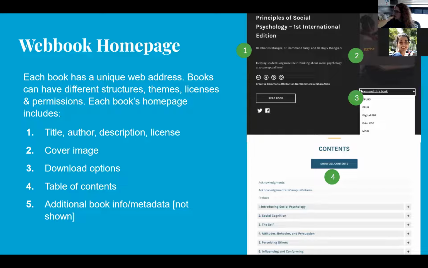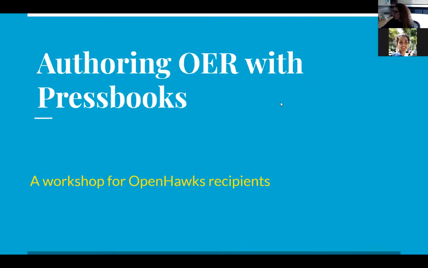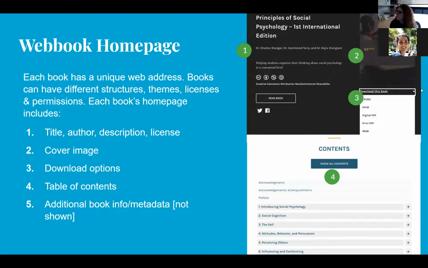Below that, you'll see there are options for downloading the book. This is controlled by the author. Authors decide in what formats to publish all of these materials. It's always best to try to publish more formats than less, just because people will have lots of different systems that they're using to read your resource. So it's good to offer lots of options.